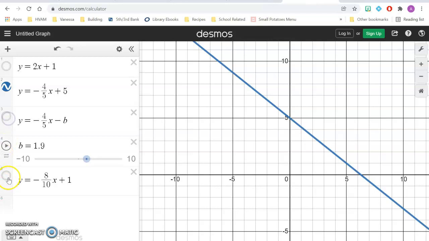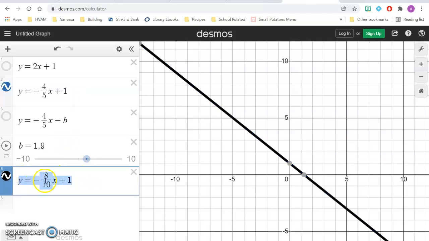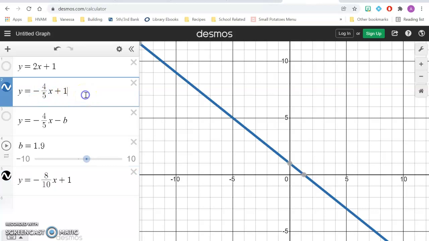Now, what if we look at these two lines? They are, in fact, the same line. Now, if you're looking at the equation, you might say, well, y equals negative 4/5 x plus 1 isn't the same thing as negative 8/10. This m is different than this m. The slopes are different. But remember, it's important that when you're looking at slopes that you try to get them in simplest form. So 8/10 actually reduces to 4/5.